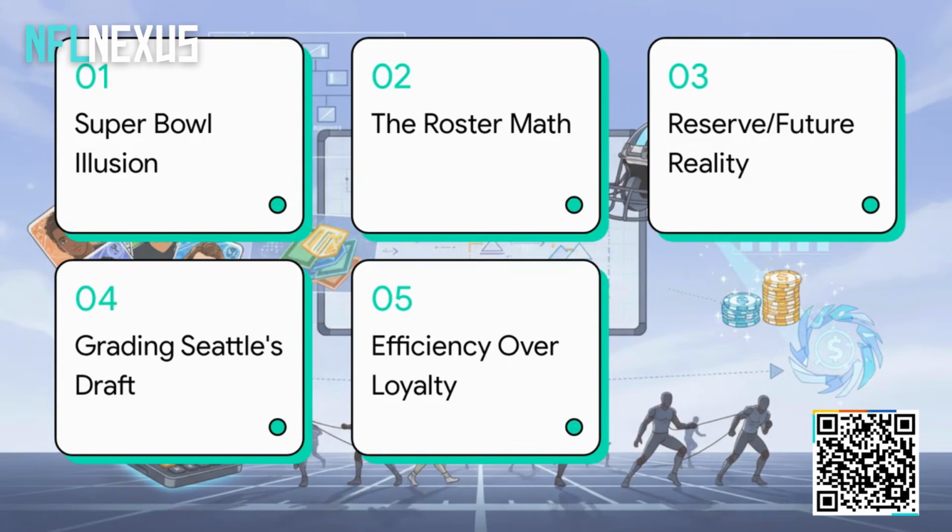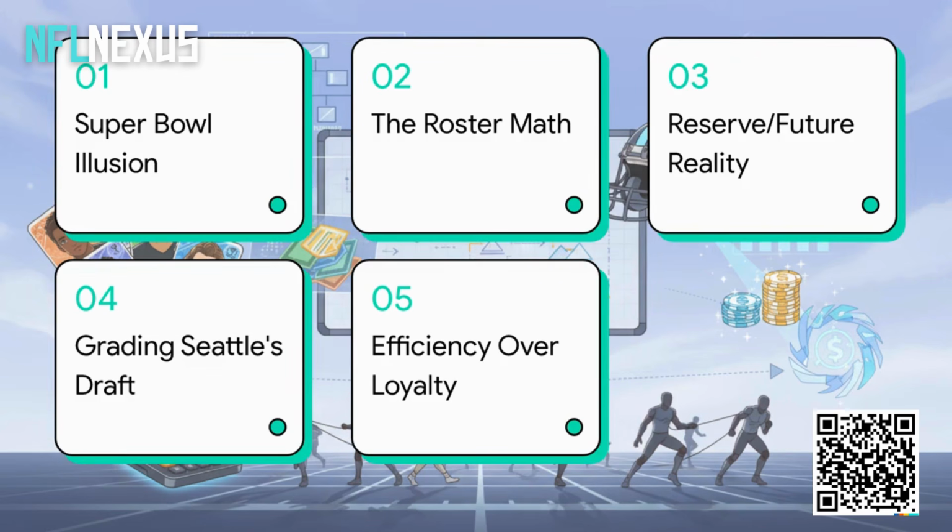Over the course of this explainer, we are going to dive deep into the absolute minutia of NFL team building. We'll be closely examining 5 key areas to really understand how this machine works. First, the Super Bowl illusion. Second, the roster math. Third, the reserve/future reality. Fourth, grading Seattle's draft. And finally, efficiency over loyalty.